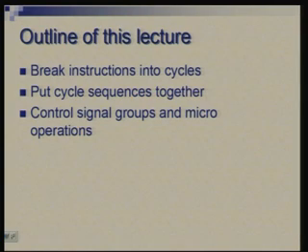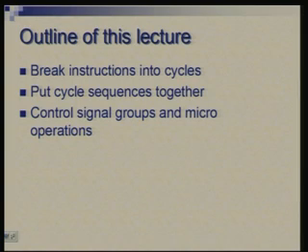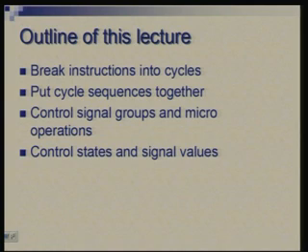We will then try to identify what control signals are required to control this data path in each of the control steps. For doing so, we will group the control signals into groups, and we will define some meaningful operations called micro operations. So, each instruction would be viewed as a set of micro operations which are done either together or in sequence, and that will somewhat simplify establishing a relationship between control states and the signal values.